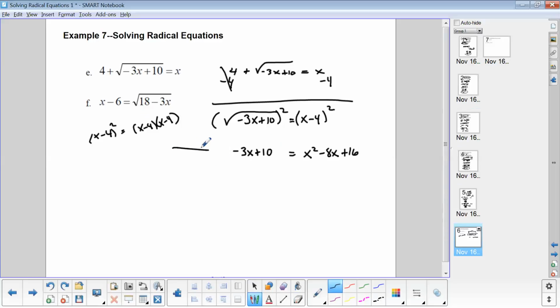Now when I look at this row right here of work, I see an x squared, but I don't see an x squared over here. So what I'm looking at is possibly 2 solutions and a factoring opportunity. So I'm going to add the 3x over here, and I'm going to subtract the 10. So that gives me 0 on the left side. That gives me x squared minus 5x plus 6.